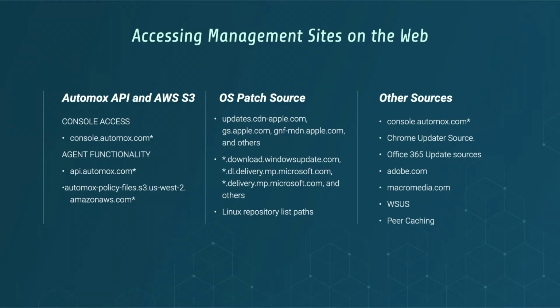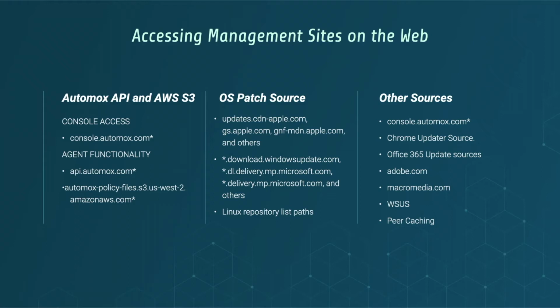If you're updating Chrome, the Chrome updater is used. So any source that Google has defined for the Chrome updater needs to be accessed. Office 365 has different update source points, which are also included in our firewall and whitelisting rules as a link to the Microsoft site. Those are separate from the Windows updates.